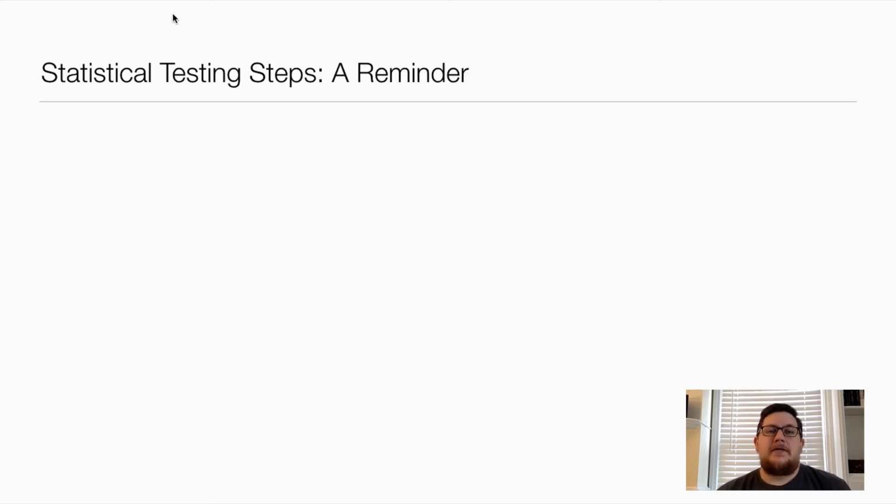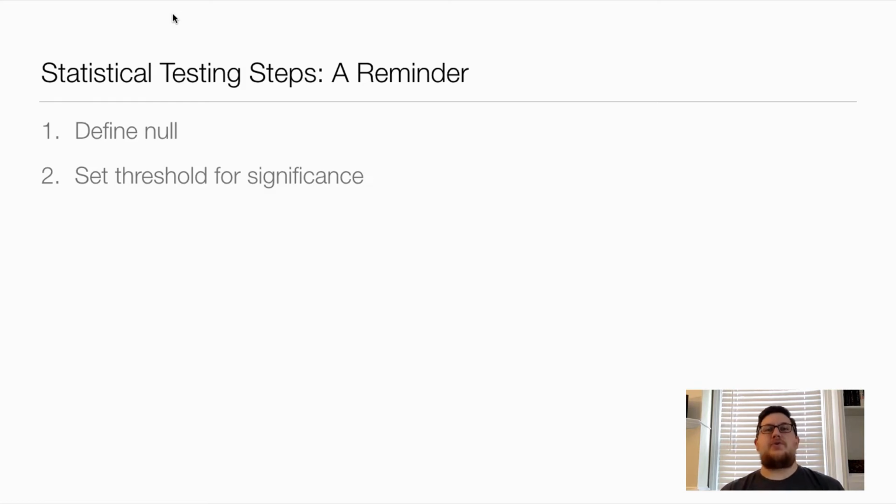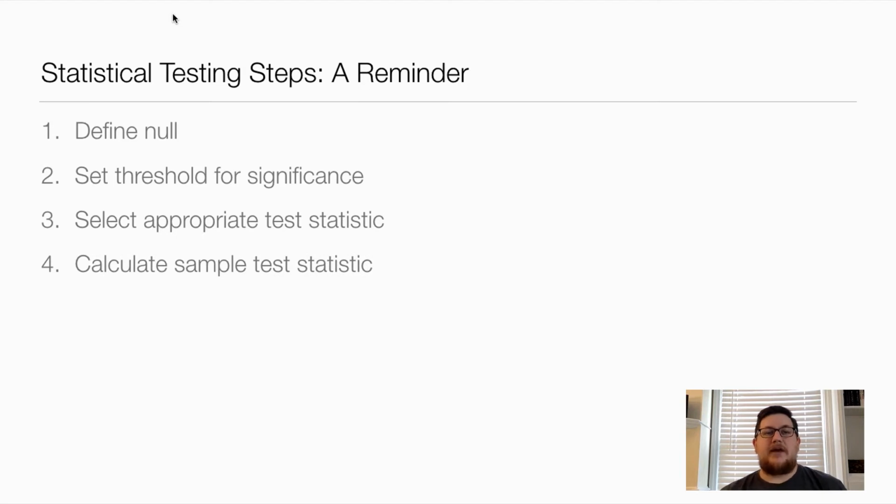Now, let's remind you of the statistical testing steps according to your textbook. So you start by defining the null hypothesis. In this case, it's a little weird, but we'll get to that. Then you set the threshold for significance. Okay, so generally, we're going to use 0.05. I'll go into some more detail on that in a moment. Then you select the appropriate test statistic. Of course, in this case, it's going to be that one sample z statistic. Then you calculate your sample test statistic. In this case, again, the one sample z-score.